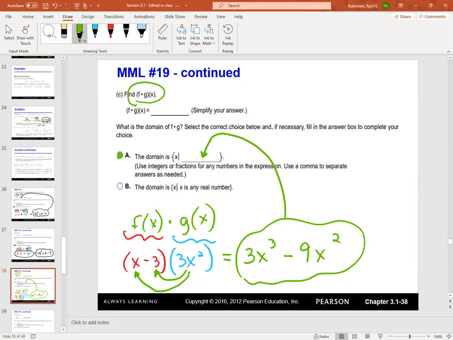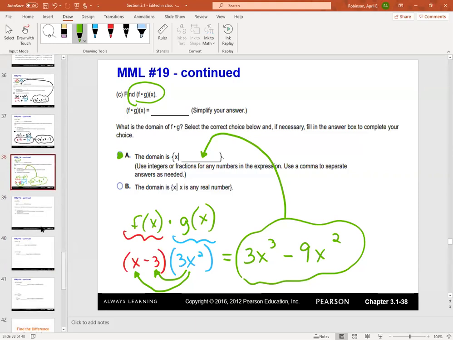Sorry, I had to go get my paper over here. This will be easier so I can just look at it instead of jumping back and forth. 19. Okay. All right, so that was part C.